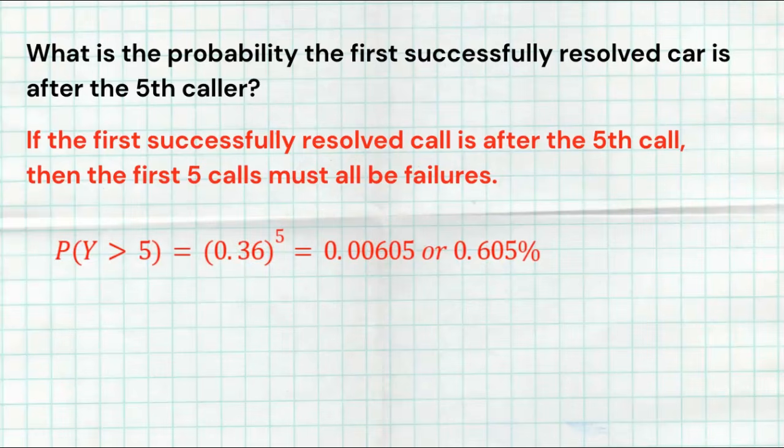So 0.36 to the fifth is going to be your answer. And it's very, very unlikely because she should get it done in like 1 or 2 calls. So for it to happen after the fifth is going to be very unlikely, at about 0.6%.